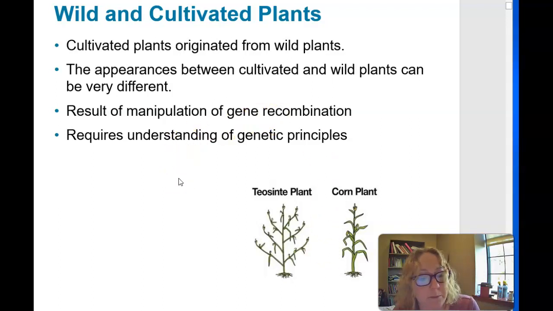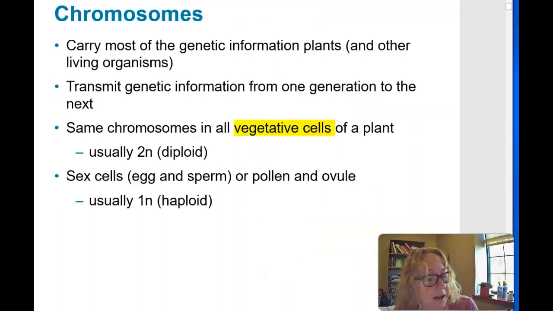The appearance of cultivated and wild plants can be very different. You would not know that teosinte plants were the relatives of corn plants. This is the result of manipulation, genetic recombination, and there's a little bit of genetics. Yay! I know you guys are excited. Chromosomes. You should know this, you're biology majors.